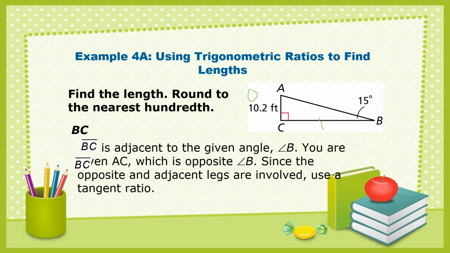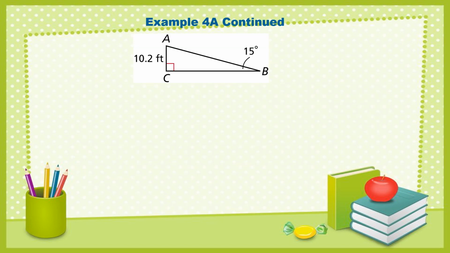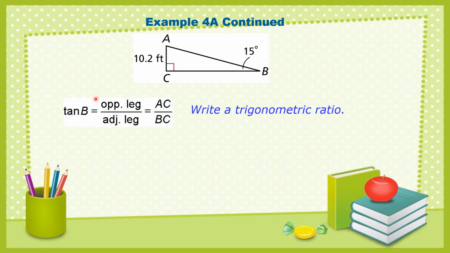Then our unknown, this part, is the adjacent side based on our reference angle, which is angle B, or that is 15 degrees. So we will use the definition SOH-CAH-TOA, that is TOA, which is tangent. This means we need to write a trigonometric ratio. In this case, tan B is the opposite leg divided by the adjacent leg, that is segment AC to segment BC, using our trigonometric ratio.